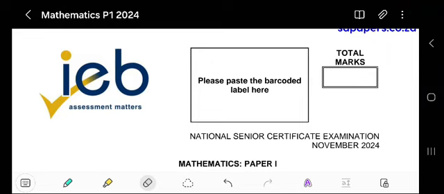Today we'll be dealing with mathematics paper 1. This is an IEB 2024, a November paper.